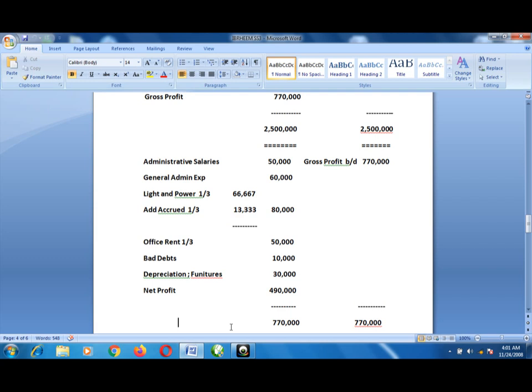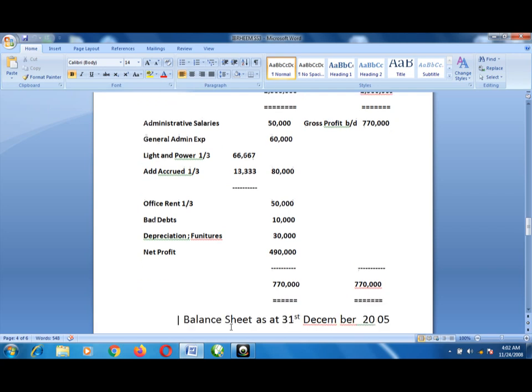The 100,000 you charge, and the next thing, they ask you to charge 30%. 30% of 100,000 will give us 30,000 naira. And you add them together. By the time you add them together, and take the total of expenses minus gross profit brought down, which is 770,000, the net profit will be 490,000 naira. Balance, and you close the account.